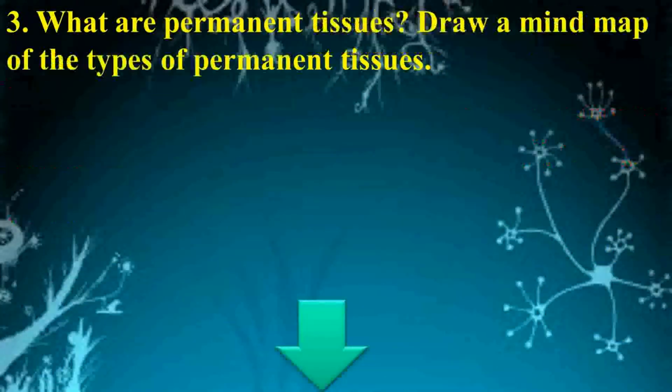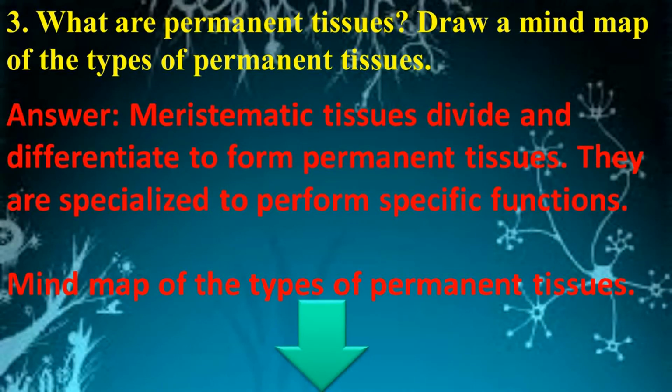Next question. What are permanent tissues? Draw a mind map of the types of permanent tissues. Meristematic tissue divide and differentiate to form permanent tissues. They are specialized to perform specific functions.